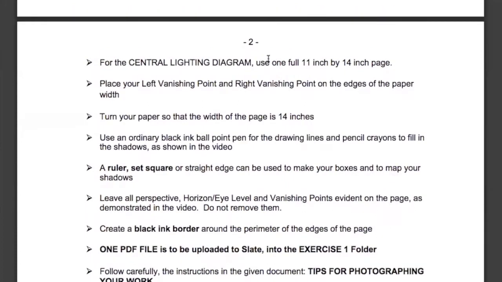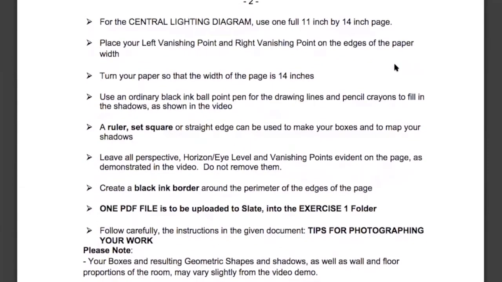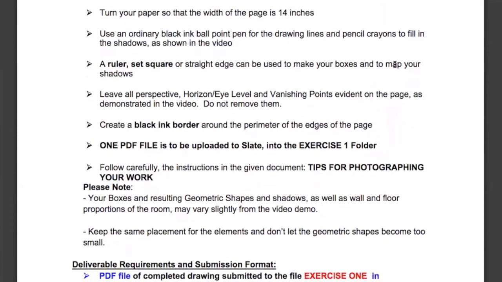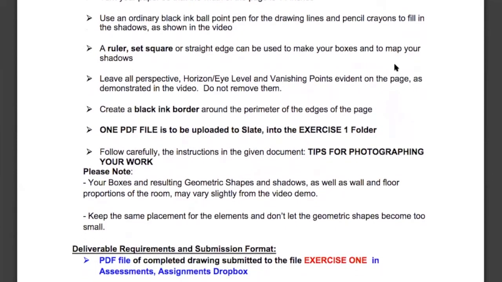For your central lighting diagram, use one whole 11 by 14 inch page. Place your vanishing points as you're instructed, and turn your paper so that it's wide and not tall. Use your black ballpoint pen and your pencil crayons. And you can use your ruler and your set square or any straight edge you want in order to map out your shadows. In the video, I do it freehand, but you don't have to do it that way. And I'd rather you didn't.